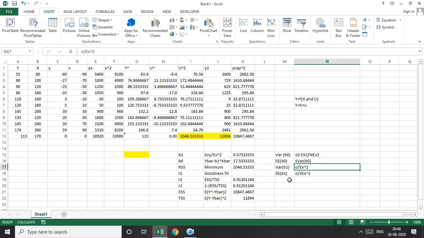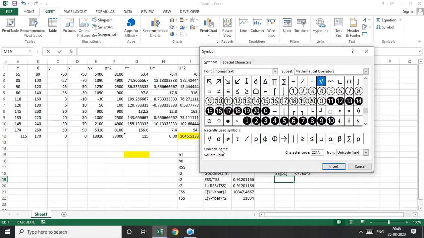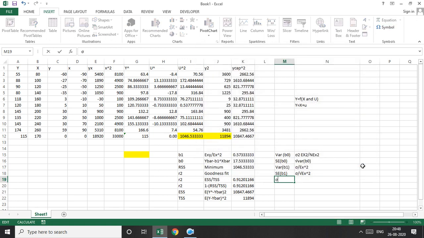Then what is this value? Small sigma is nothing but the standard error of the regression model. It is nothing but RSS divided by n minus 2. What is n minus 2 here? N is the total number of observations, 2 means the total number of parameters. So we have only 2 variables, so it is RSS divided by n minus 2, and it should be under root.